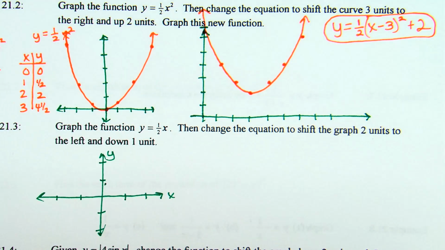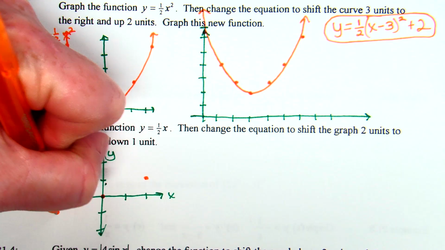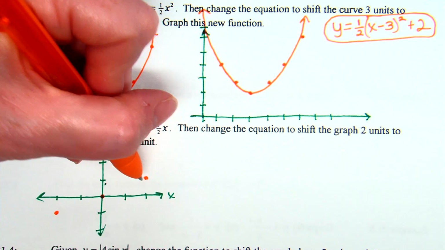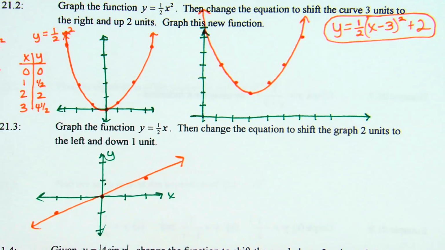Okay, so we have a slope there of 1 over 2, rise over run. And in this case, because we have nothing else, my y-intercept starts us at 0. So rise 1, run 2. I can go back and go rise 1, run 2. Now look at what they ask us to do. Change the equation to shift the graph 2 left, down 1. So how am I going to write my equation here?